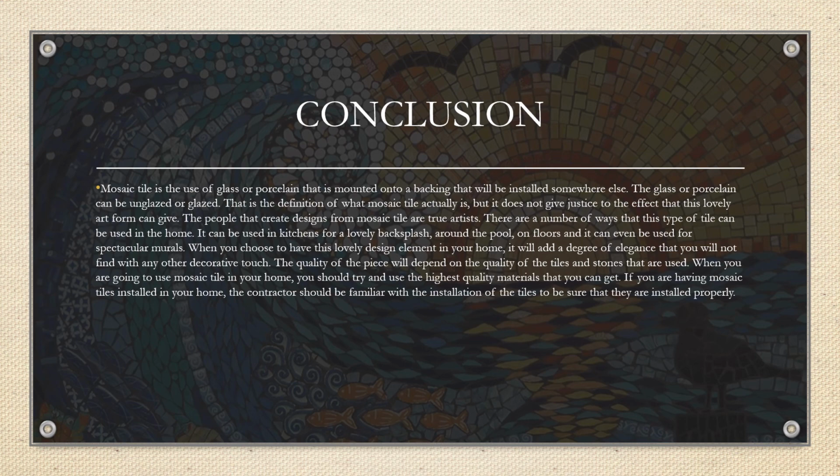There are a number of ways that this type of tile can be used in the home. It can be used in kitchens for a lovely backsplash, around the pool, on floors, and it can even be used for spectacular murals. When you choose to have this lovely design element in your home, it will add a degree of elegance that you will not find with any other decorative touch.